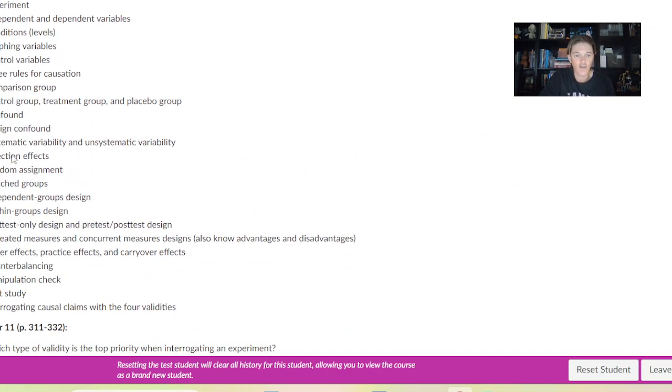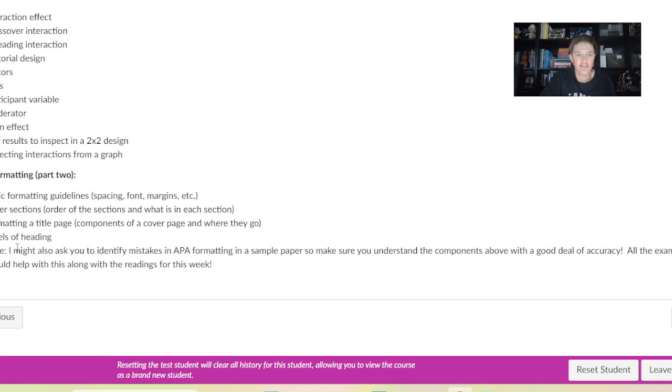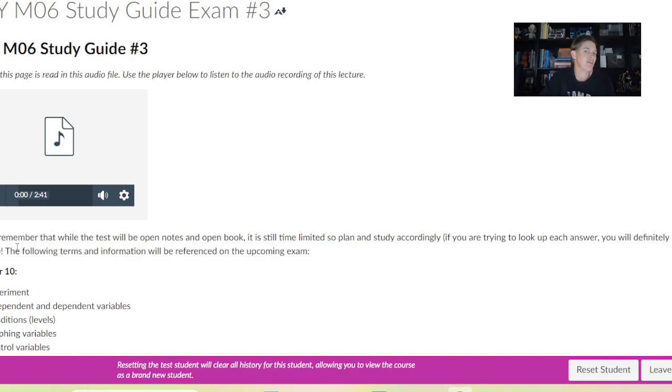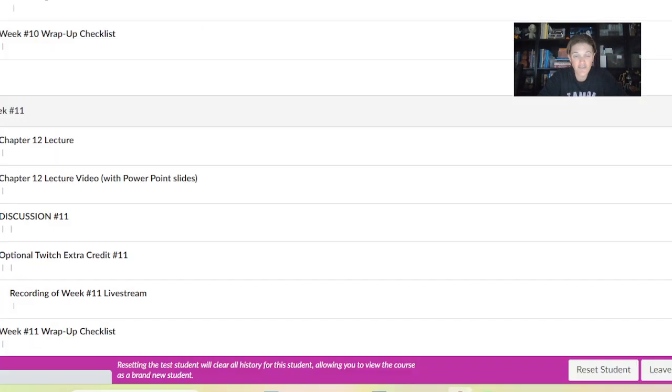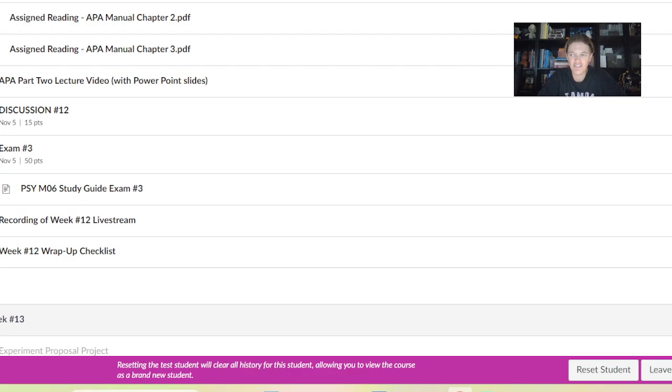So make sure that you know all of the terms from 10, 11, 12, and APA formatting part 2 that are on here. And again, if it were me, I'd write or type them all out. And that would ensure that I have everything that I possibly need to know to be successful on the exam. And it's the same format and style, so if you did well on the last one, hopefully this one will go just as well for you.